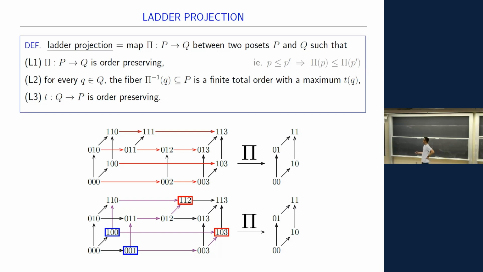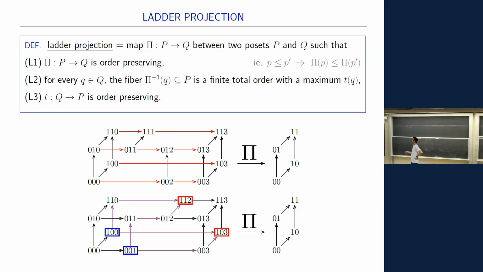I will start with a poset P, and I want to prove that it's a lattice. What I will do is find a certain projection where Q is a lattice, and I will hope that I'm able to pull back this lattice property. Of course, it's not always the case. We already have an example where it's not. We'll try to understand a sufficient condition for it to be the case.